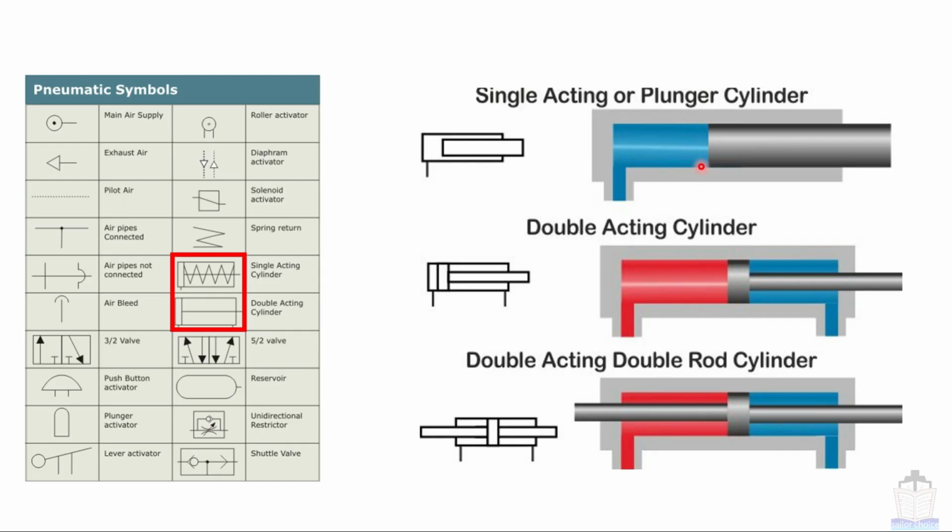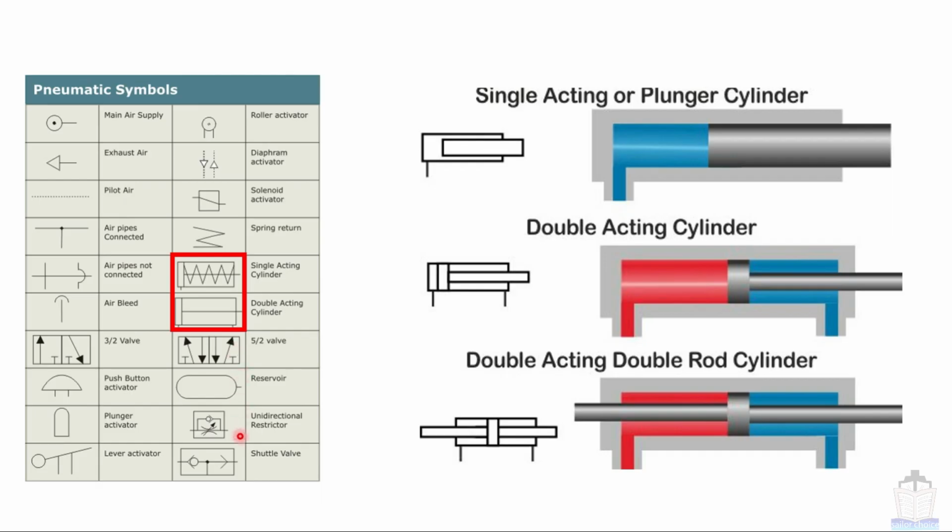So this is the single acting, where air acts only from one place. In the double acting, air can operate both ways, and this is the figure of a double acting double rod cylinder. That means one rod is here and another rod is here. In this cylinder only one rod is there. Next, this one is a 5/2 valve, we have already discussed.